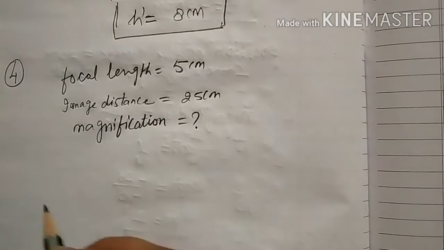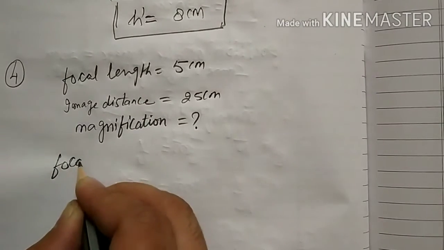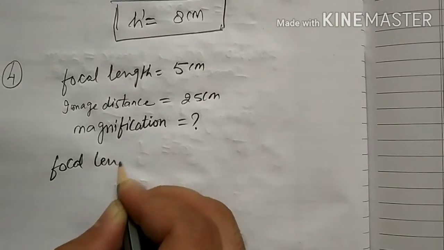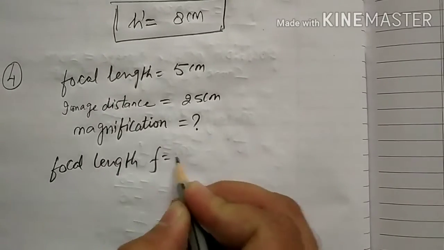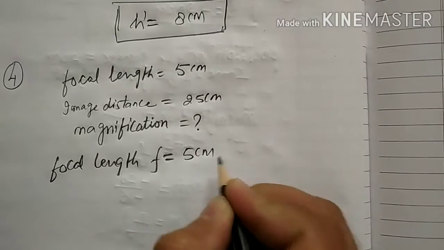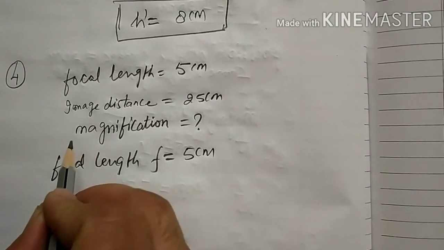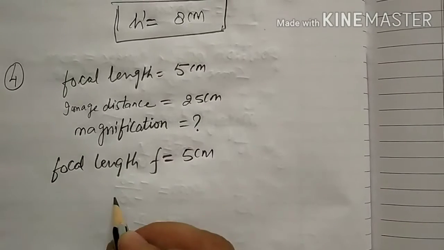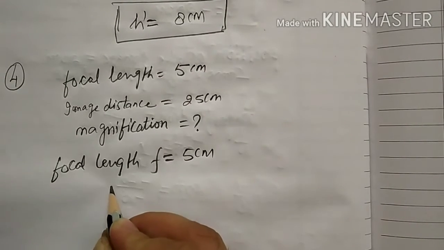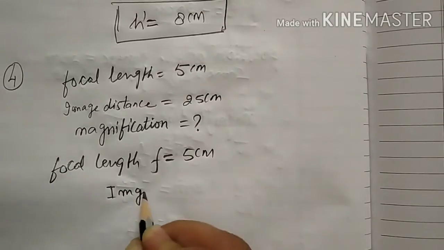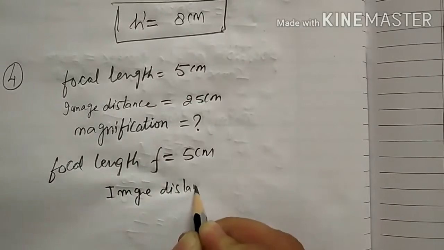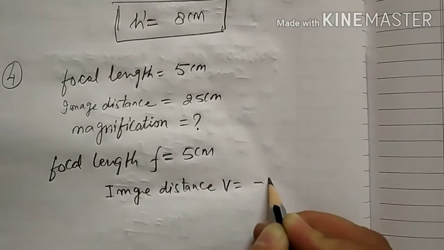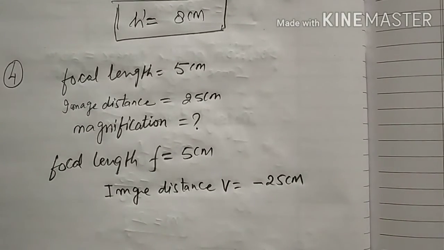So what we are observing: the focal length of the lens is already given. I'm writing f equals 5 centimeter, and it's very clearly mentioned that the virtual image formed by a convex lens is always on the same side as the object. So the image distance v will be equal to minus 25. I hope you are understanding why I am taking the minus sign for 25.